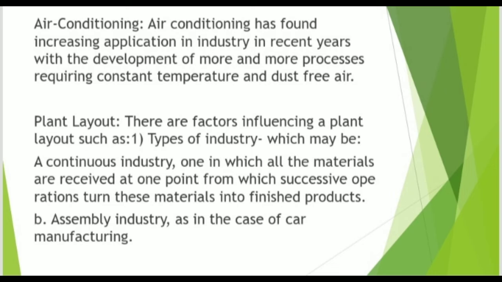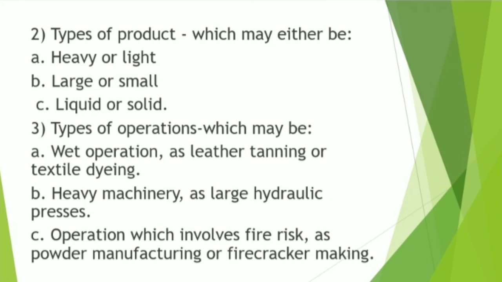Plant layout. There are factors influencing a plant layout, such as types of industry, which may be A. Continuous industry, in which all the materials are received at one point from which successive operations turn these materials into finished products. B. Assembly industry, as in the case of car manufacturing. 2. Types of product, which may either be heavy or light, large or small, and liquid or solid.